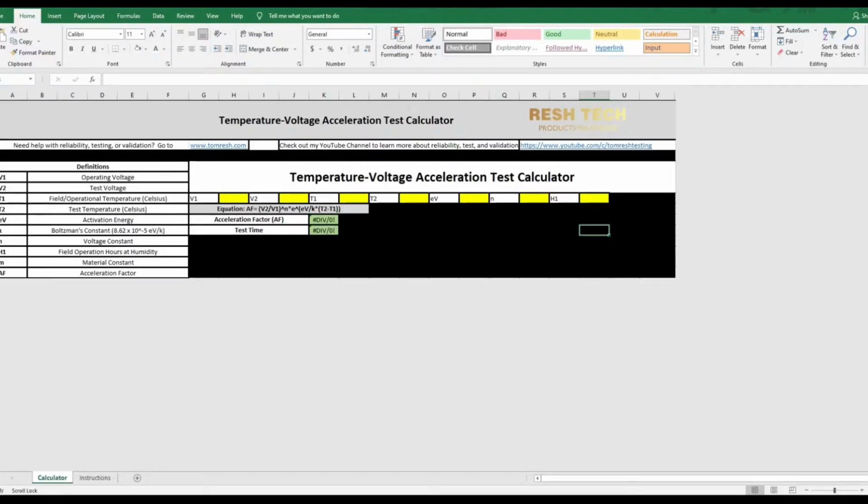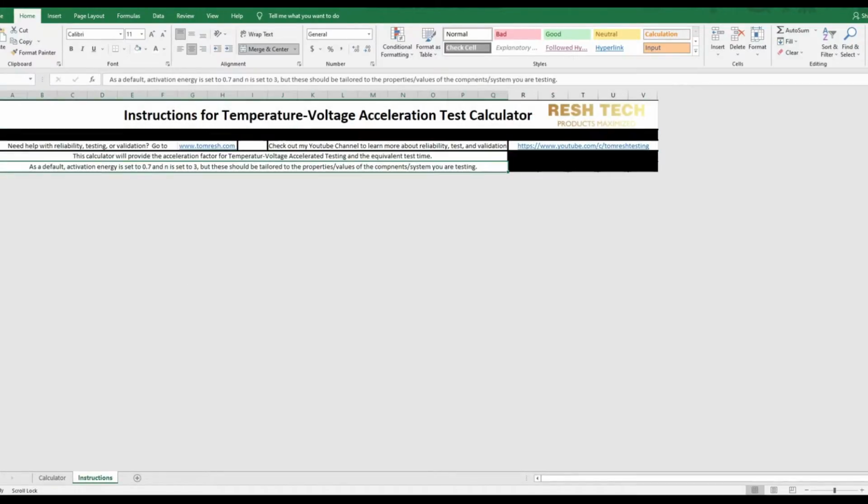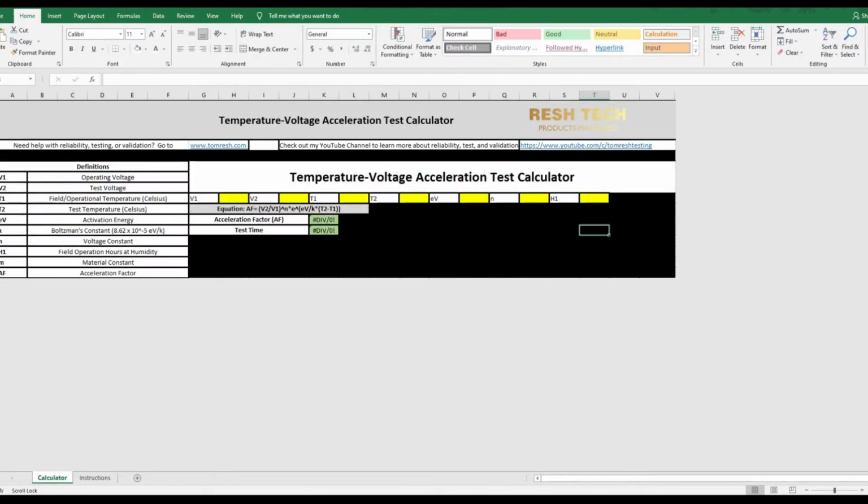All right, so here we have the temperature voltage acceleration test calculator. We're going to go ahead and jump over to the instructions tab. Here we have the basic instructions on how to use the calculator. One thing I want to highlight here is that I have set the activation energy to 0.7, and I've set N, which is the voltage constant, to 3. But keep in mind, you need to tailor this to your particular system, materials, and application. So let's go ahead and jump over here to the calculator.